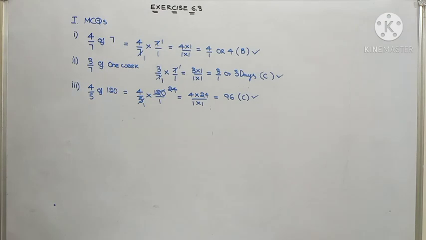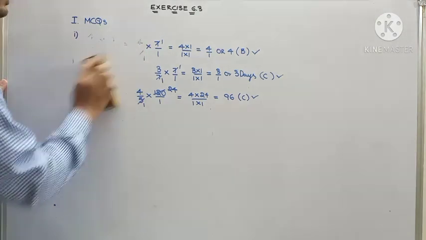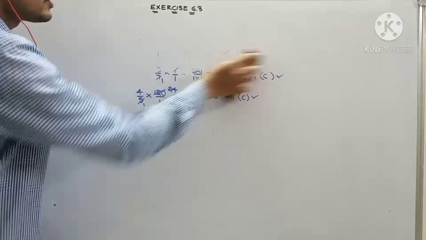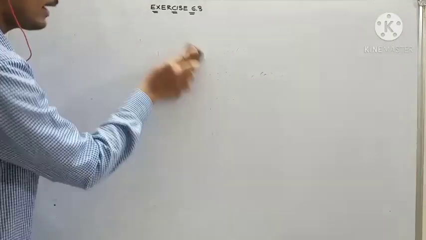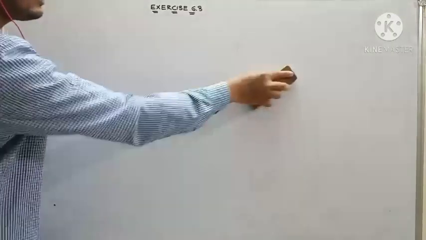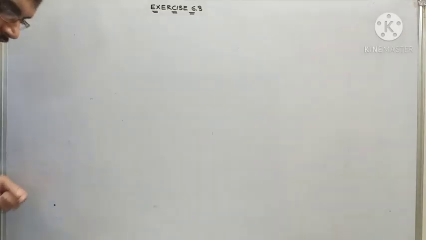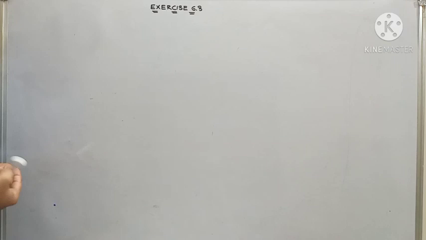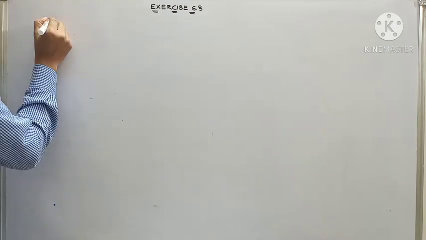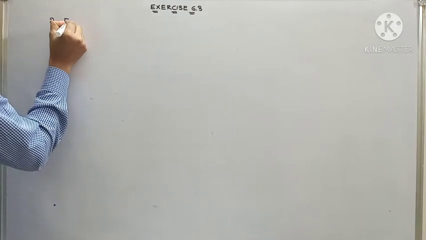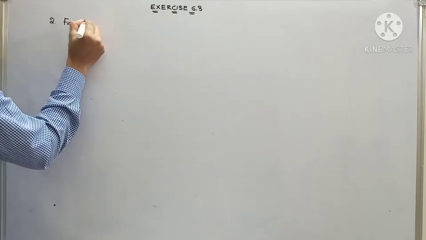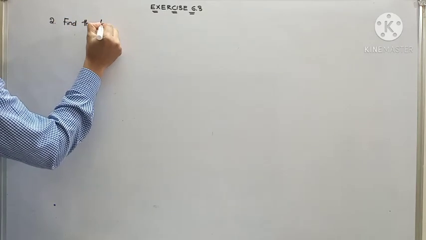That's enough. Now let us move to the second Roman numeral, which is the actual thing you have to copy into your CWs. The second Roman is find the following. That means they gave some problems over there. By using the properties of multiplication of fractions, we have to solve them.